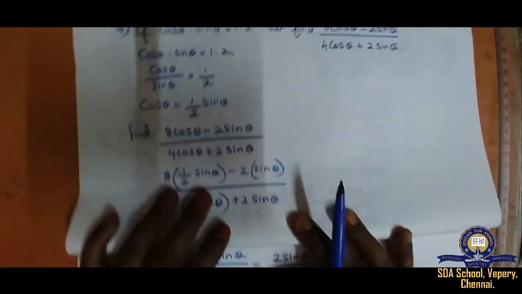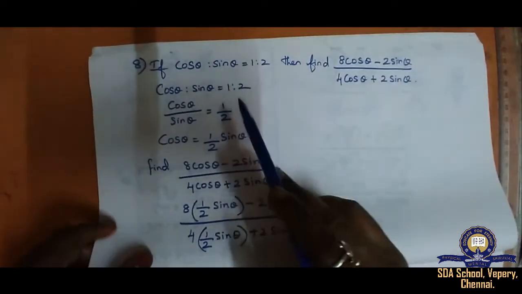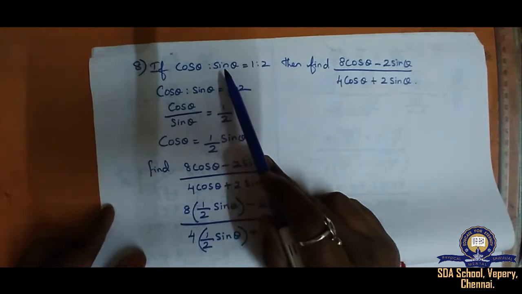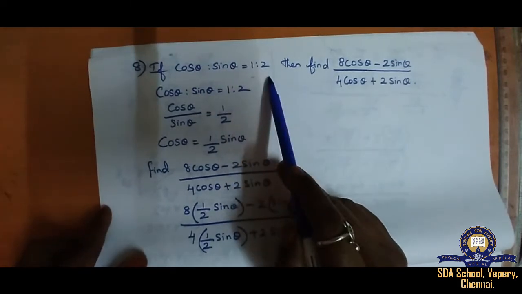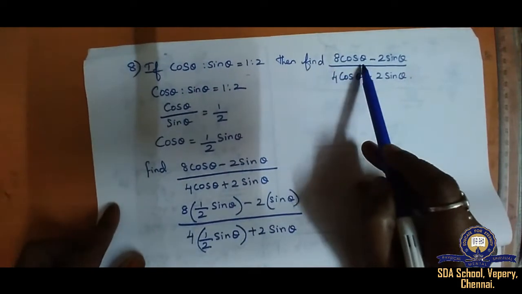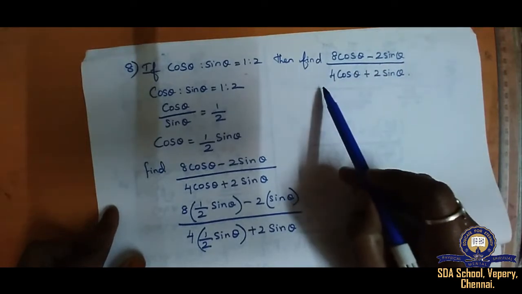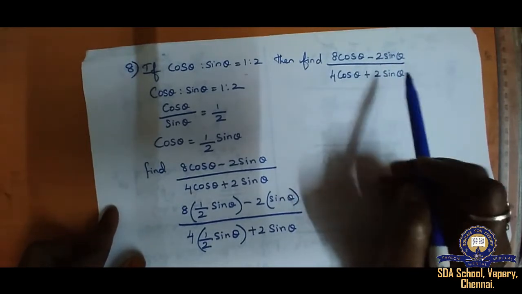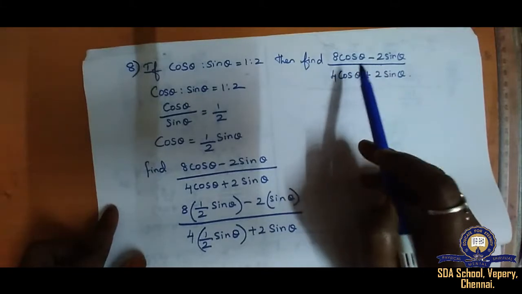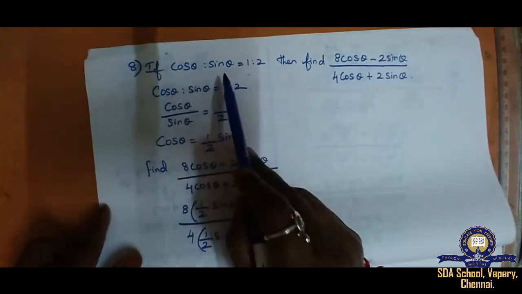Clear? Next question. 8th question. If cos theta is to sin theta is equal to 1 is to 2, then find 8 cos theta minus 2 sin theta divided by 4 cos theta plus 2 sin theta. So we need cos theta and sin theta. Here also cos theta and sin theta.